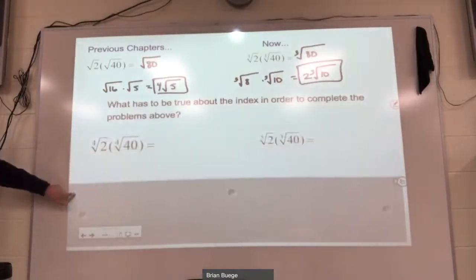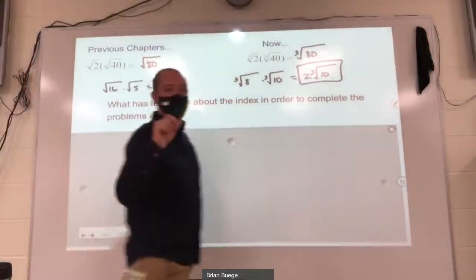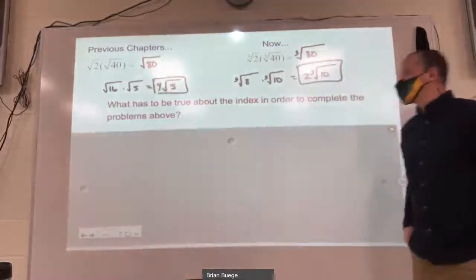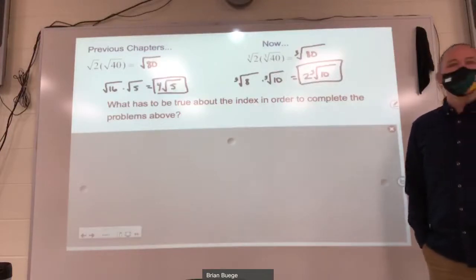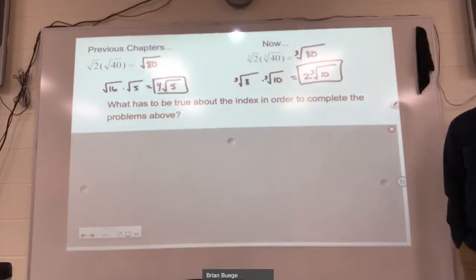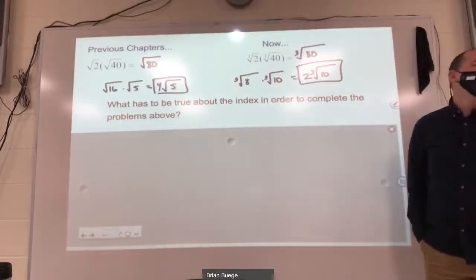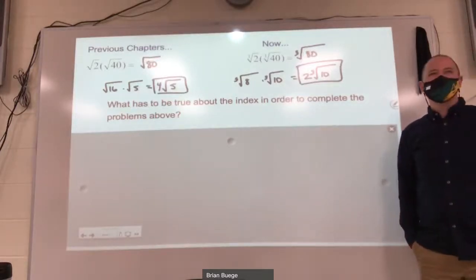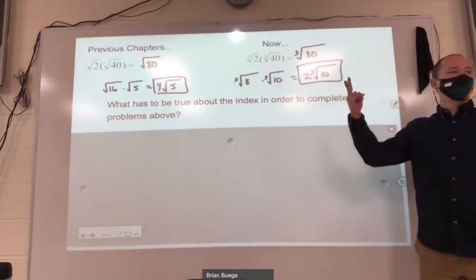Let's go a little bit further. So first question, what do you think has to be true about the index? Remember the root, okay? What has to be true about the index in order to complete the problems above? And they were. It was given that we worked already. Cal, what do you think? What do we have? What do you think has to be true? And again, the index is the root that we're taking. Could be a prime number. It's okay if it's prime. In order to multiply two radicals together, what do you think has to be true about the index? What do you think, Parker?